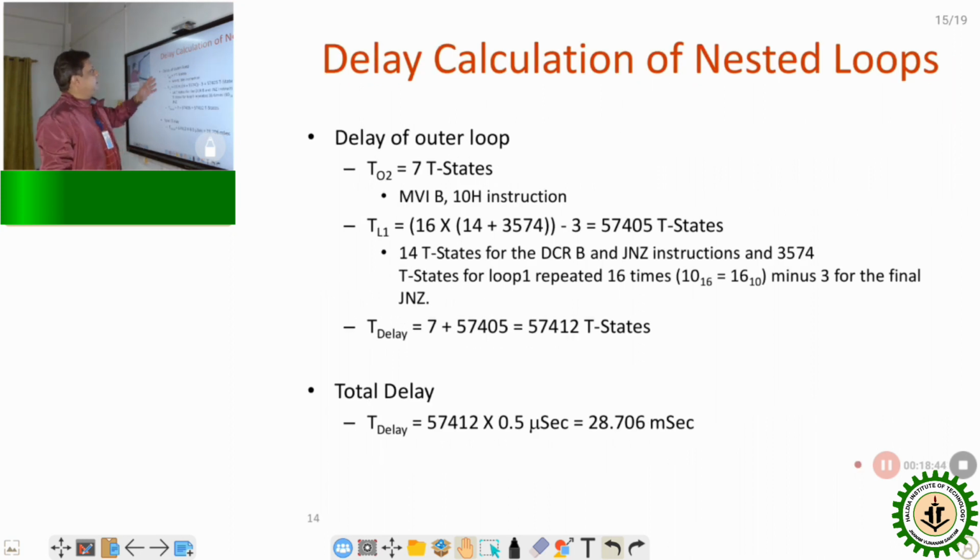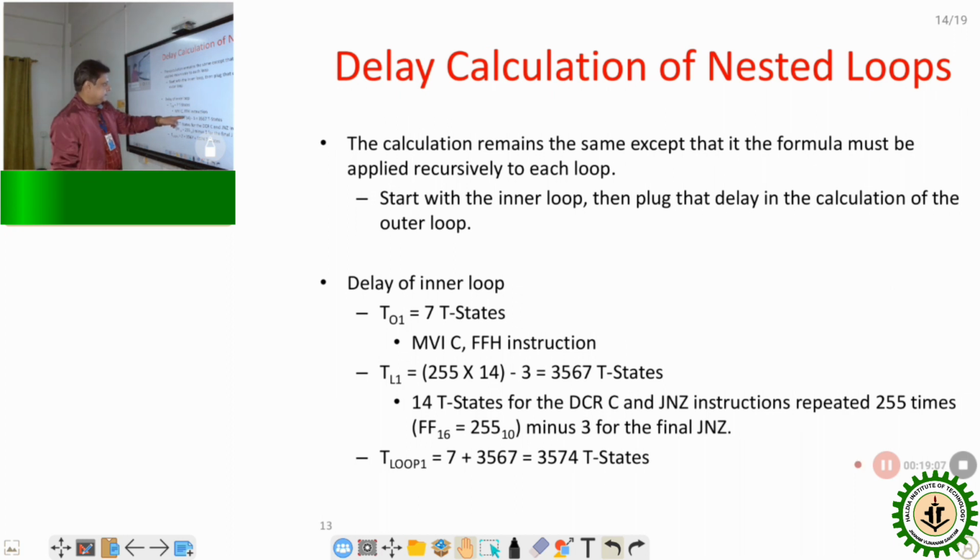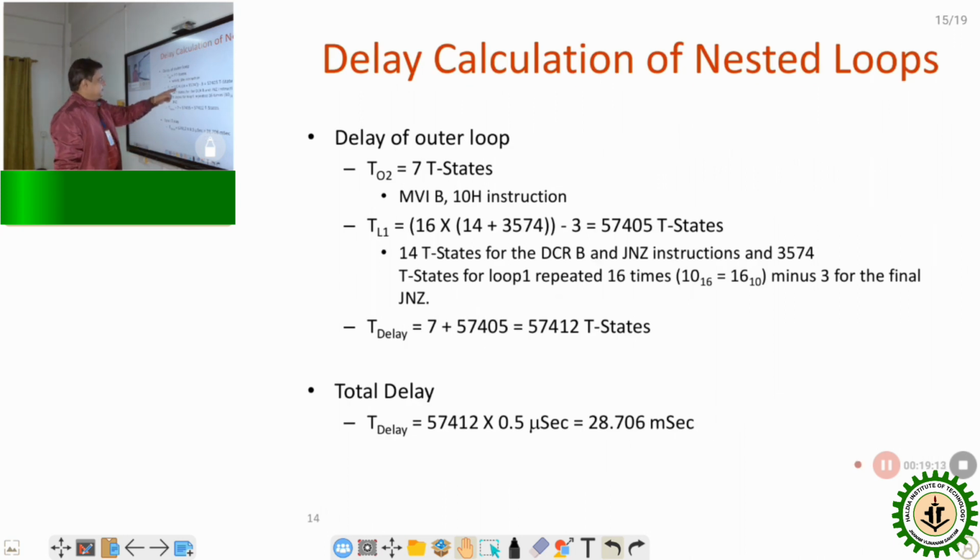Now coming to the outer loop. The instruction was MVI B, 10H. 10 means 16 in decimal. So it is going to be iterated 16 times. Now 16 into 14 plus 3574 minus 3. Where did it come from? 14 plus 3574 minus 3 for the last jump. So this is going to be the number of T states.